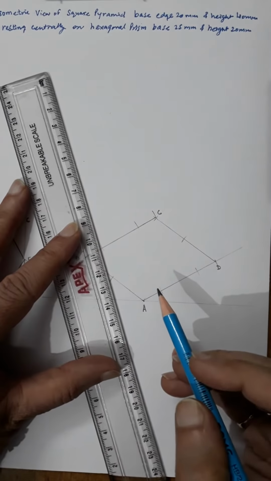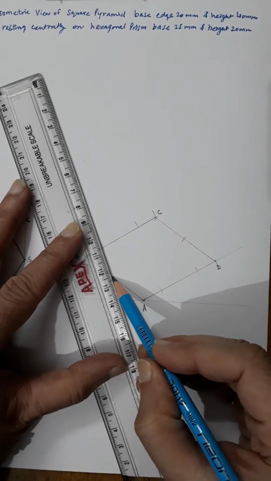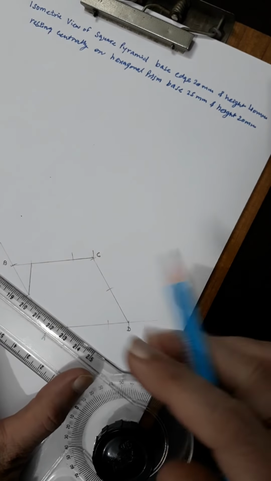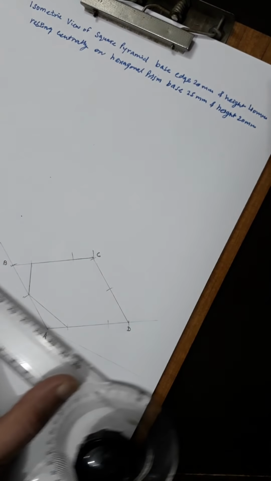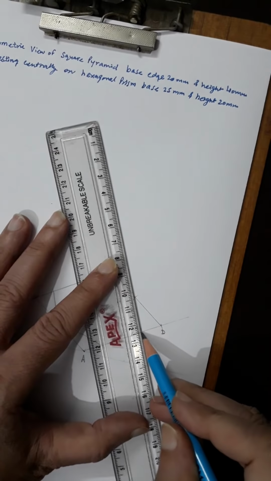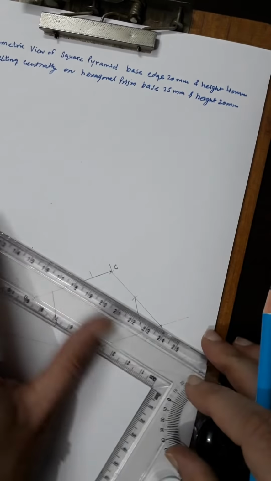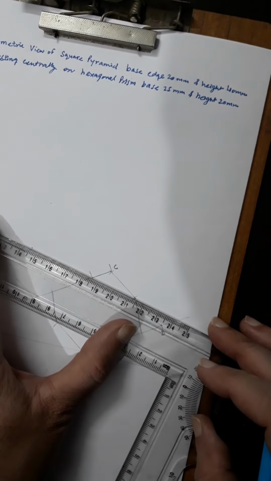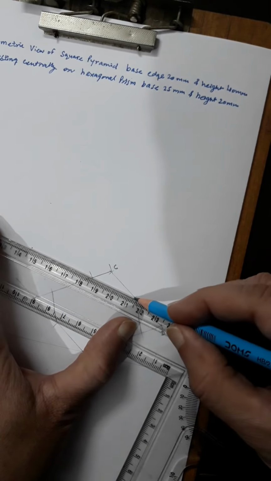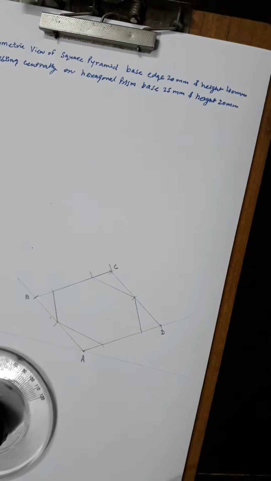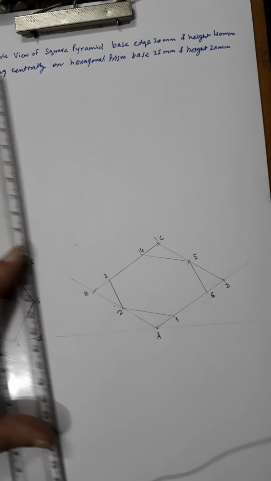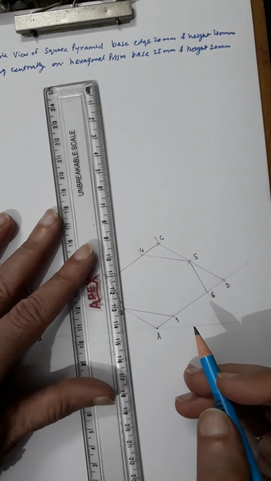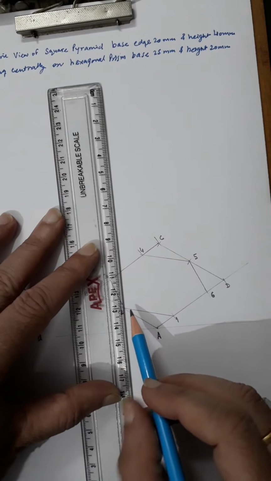Now I will be joining these points 1, 2, 3, 4, 5, 6. Always join with thin lines. Now this is the isometric view of the hexagon. Now I will take the height. The height of the prism is 20 mm. You can take the height as 20 only.